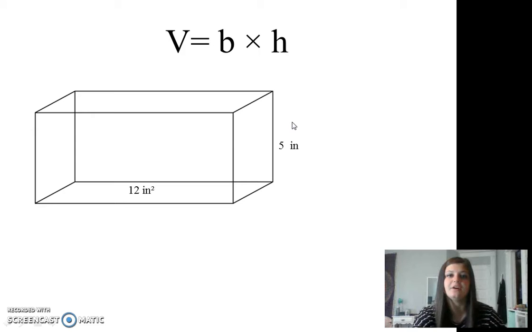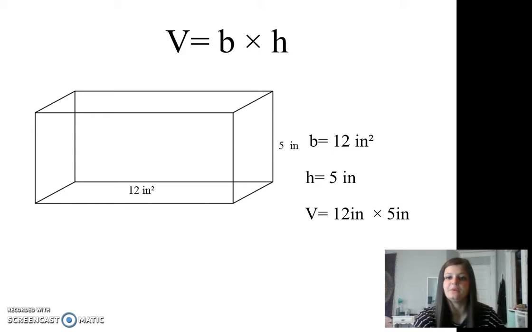So here, the volume equals base times height formula would be appropriate because those are the values that they gave you. So our first step, like the other formula, would be to identify the base and the height. So the base is going to be 12 inches squared, and then your height is going to be 5 inches. So then we want to plug these values into our formula.